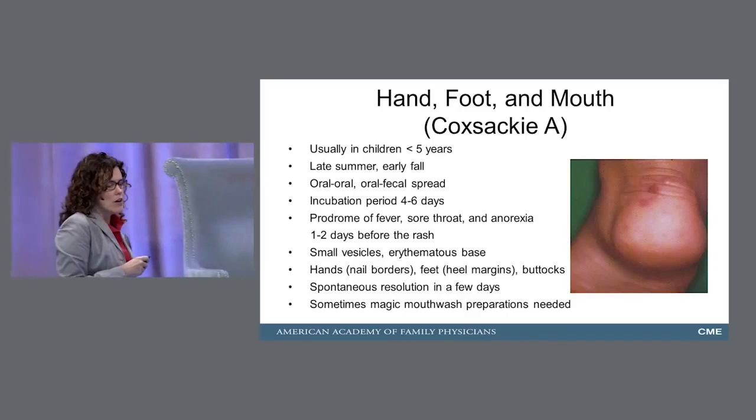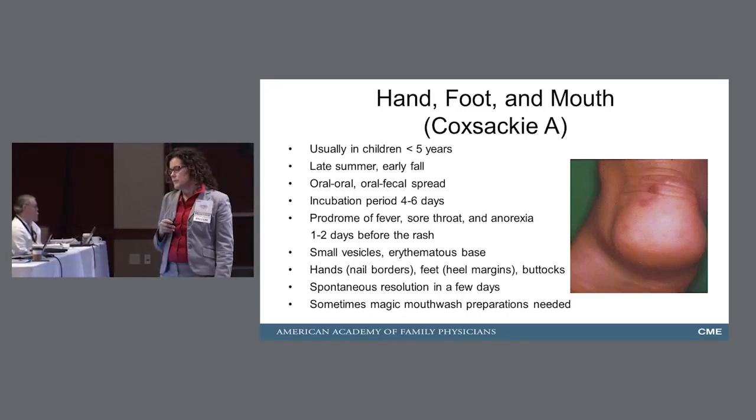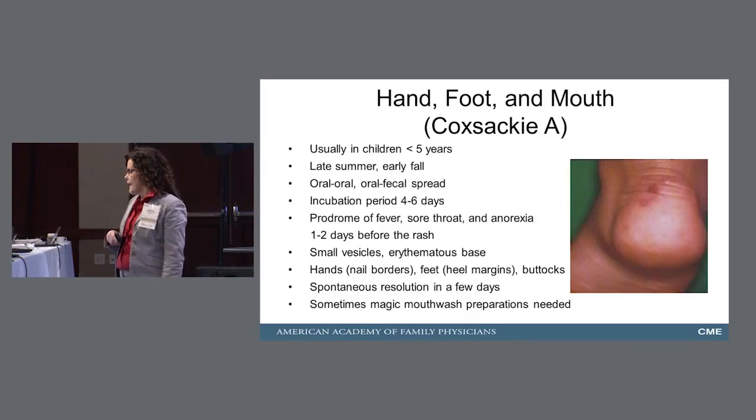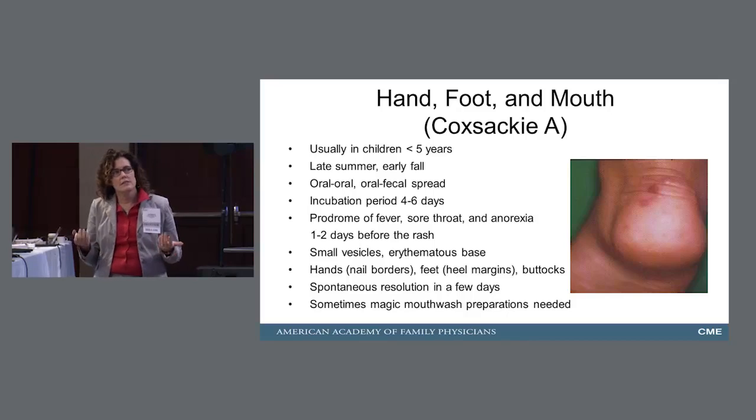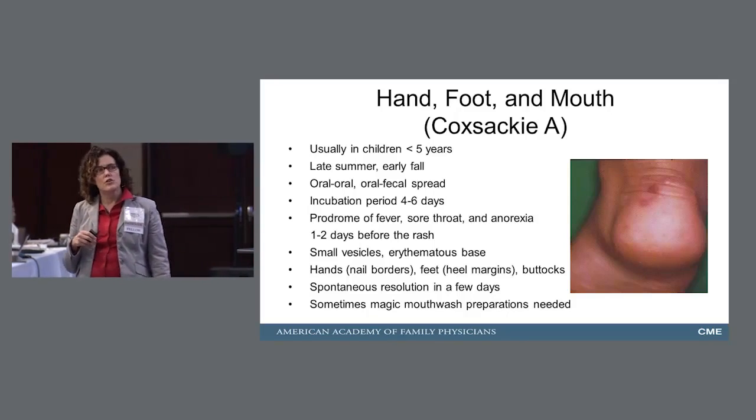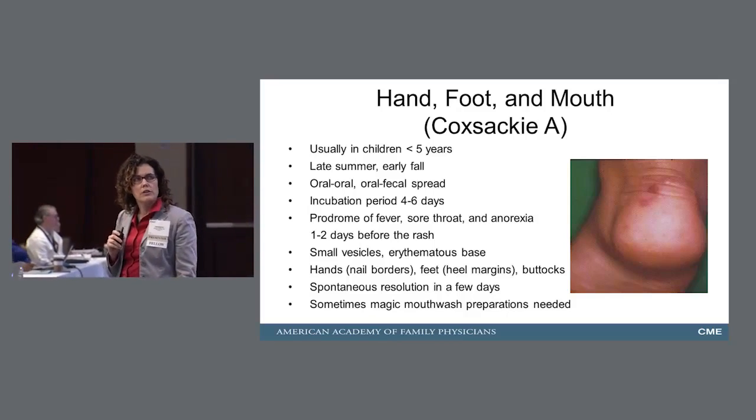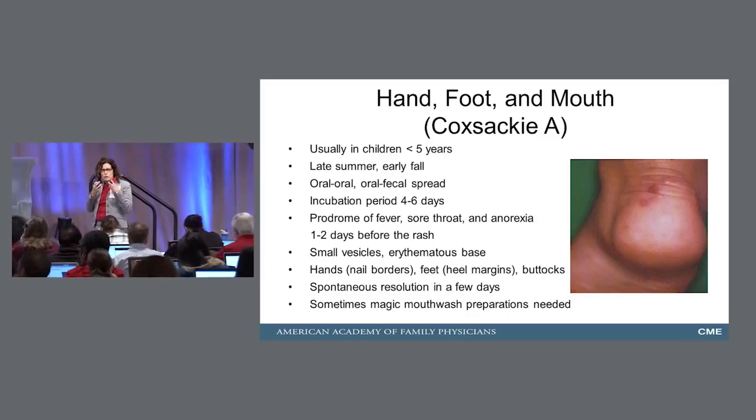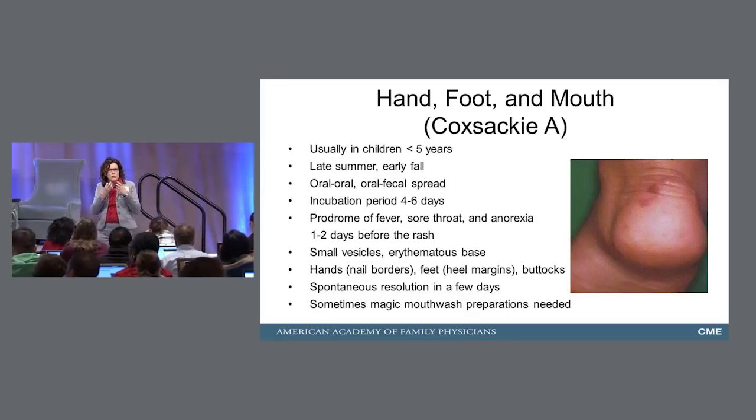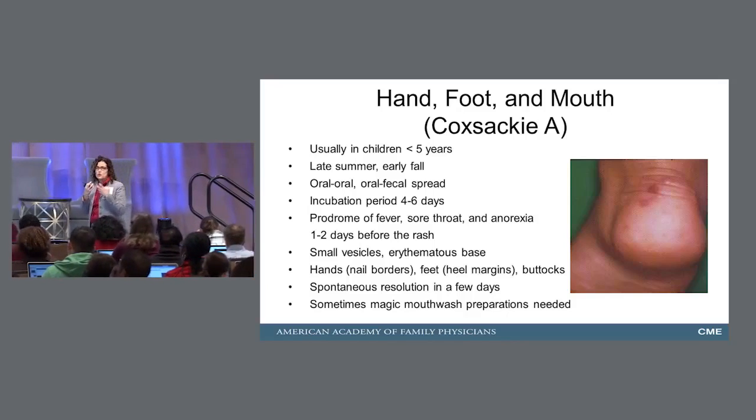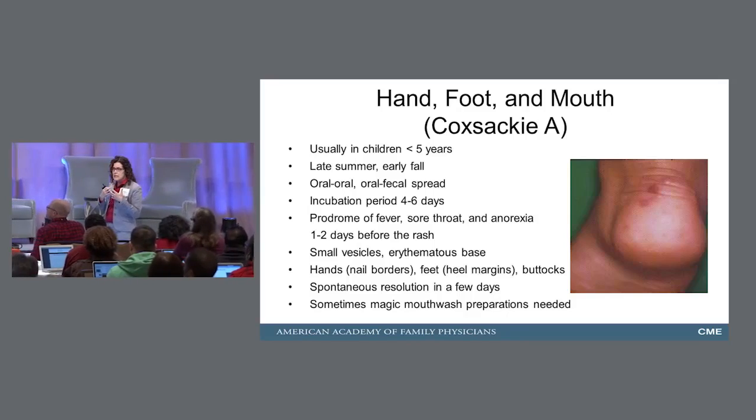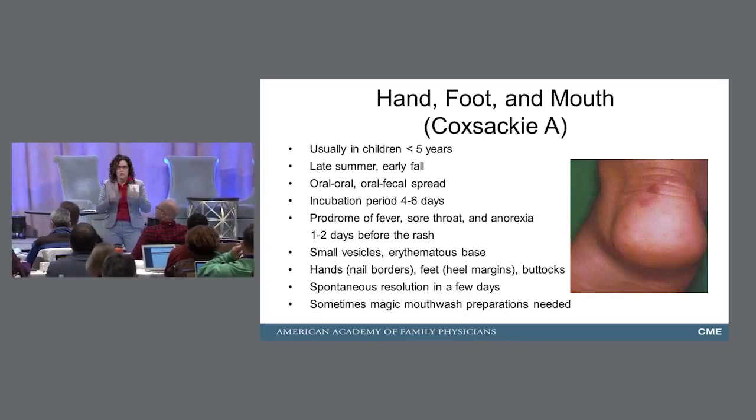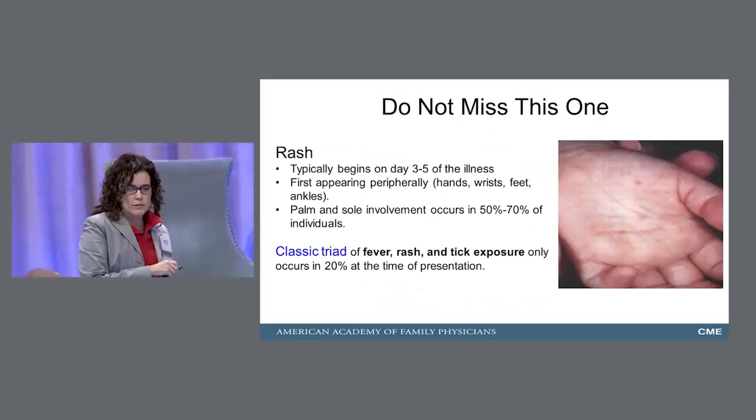Late summer, early fall, oral-fecal spread. Incubation period's about 4 to 6 days. Again, they have the fever, sore throat, anorexia, and then the rash comes out. It comes out on the hands, the feet, can come out on the butt. So it could be hand, foot, and mouth and butt disease. And it usually just goes away. The biggest risk with this is the mouth lesions in particular can be very, very painful. So children will sometimes refuse to eat, and so you may need to use whatever your favorite magic mouthwash is or some kind of topical agent for those lesions.